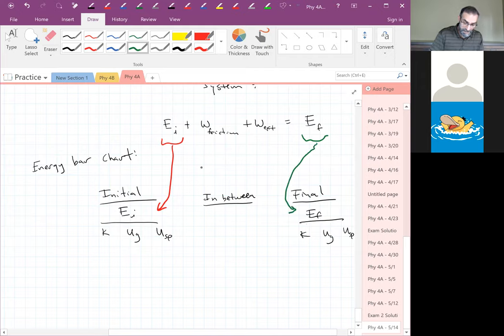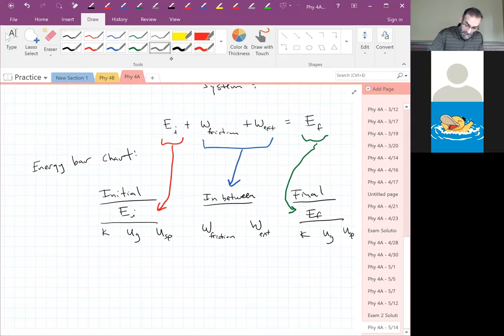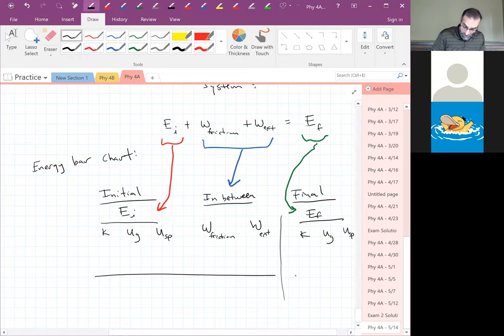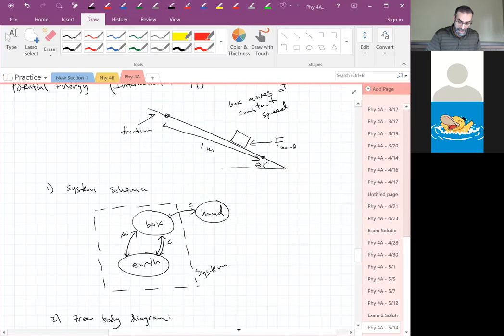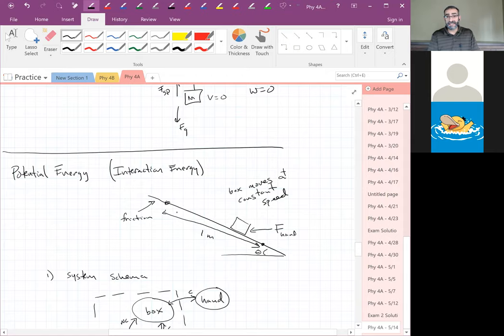So what happens in between? This is what happens in between: I've got my work done by friction and my work done by external forces. And where's my equal sign? My equal sign is right here. Okay, so I'm going to make a little bar chart. This is zero, this is positive, this is negative. Remember what the situation was? We've been talking about energy for a little bit. We have a box sliding up an incline at constant speed.